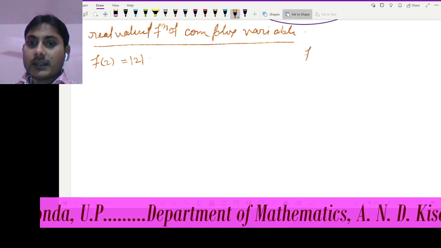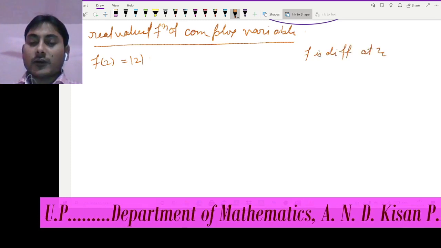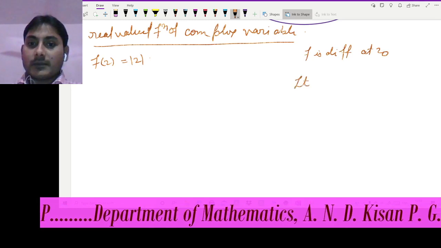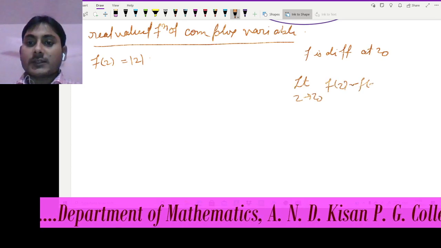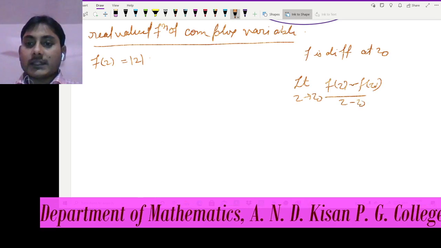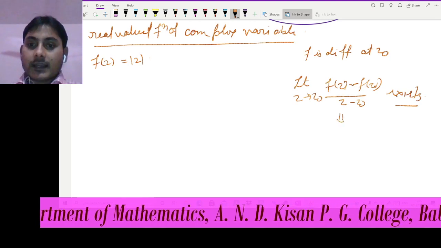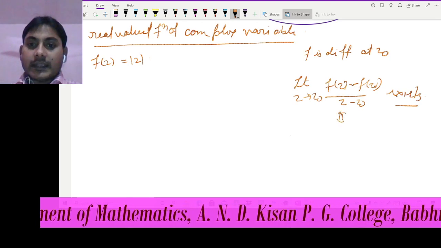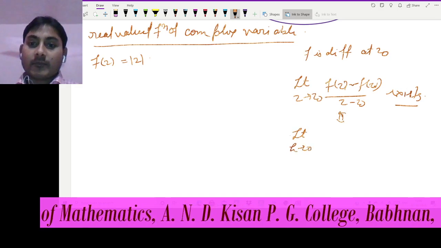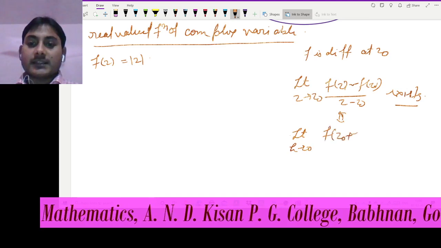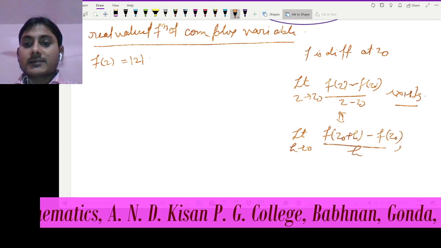Suppose in the last line I have said that f is differentiable at z naught if this particular limit, z tending to z naught, f of z minus f of z naught upon z minus z naught, exists. In other words, you can say that if you take a small increment h, limit h going to 0, f of z naught plus h minus f of z naught upon h must exist.